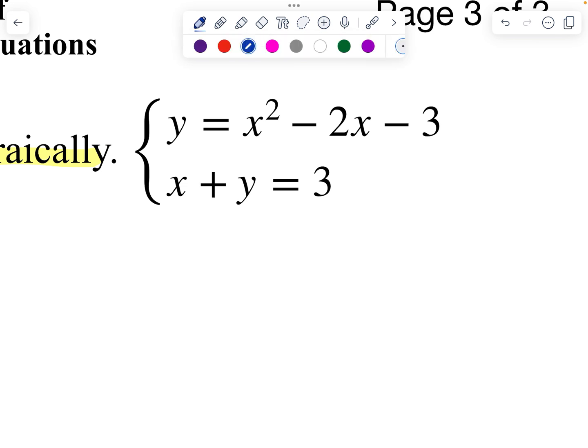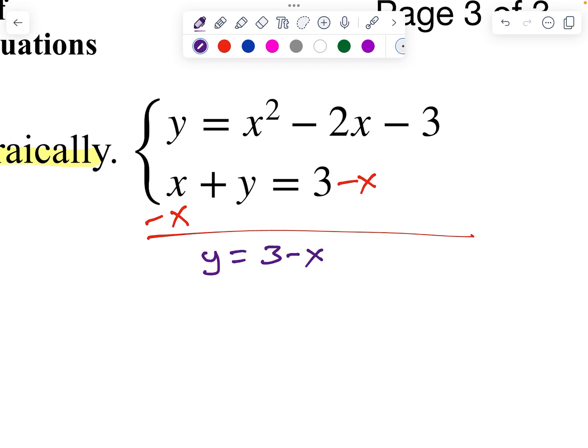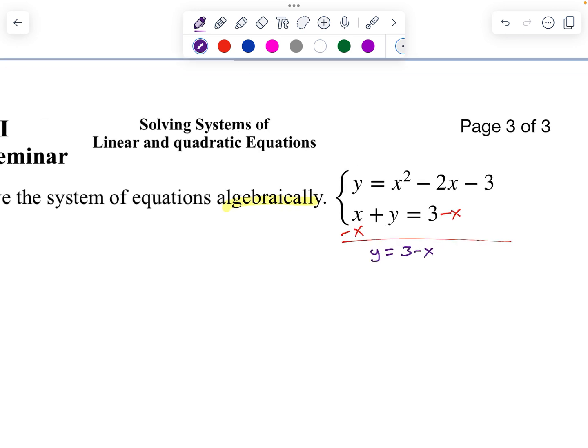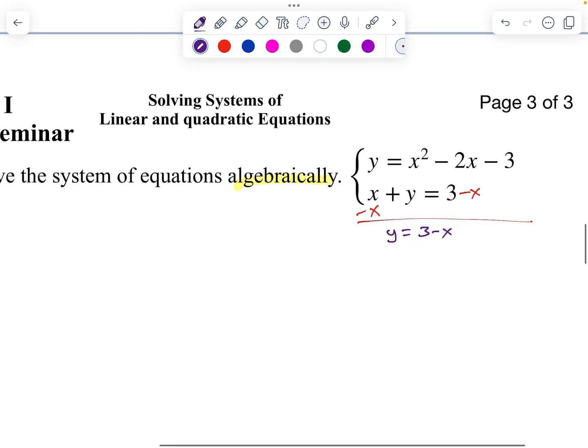The second equation, I want to get y by itself, so I will subtract x from both sides. So then I get y equals 3 minus x. Then what I will do is solve this system by substitution. Instead of writing y, I'm going to write what equals y. So instead of writing y, I'm going to write 3 minus x in my first equation.